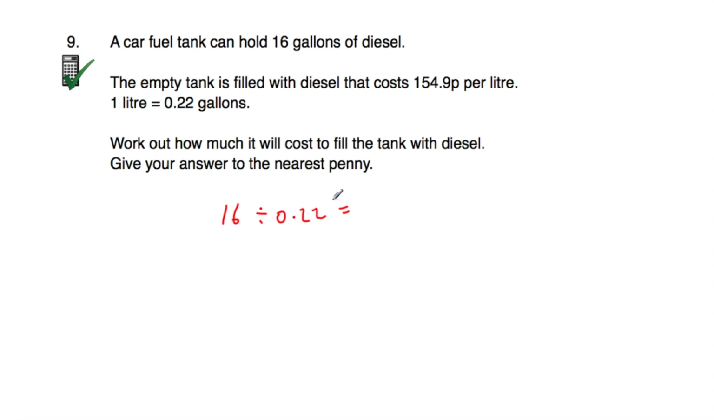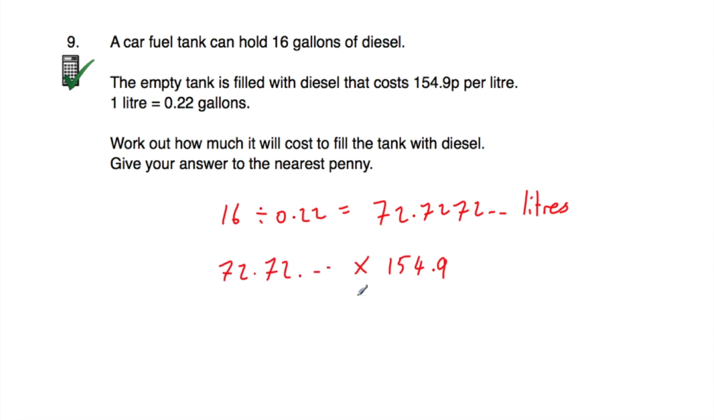So if we do 16 divided by 0.22, that's equal to 72.7272 and so on litres. So this fuel tank will hold 72.7272 recurring litres. Now, it's going to be filled with diesel that costs 154.9 pence per litre. So if we take our 72.72 and so on litres and we multiply that by 154.9 pence, because that's the cost of each litre, that'll tell us how much it'll cost to fill this tank with diesel.